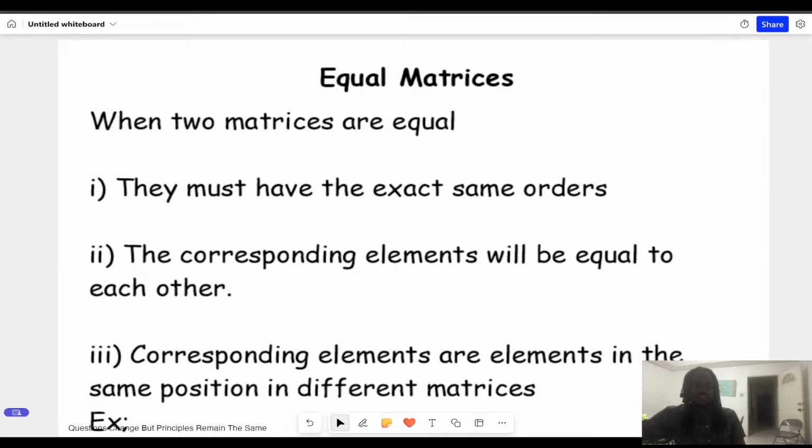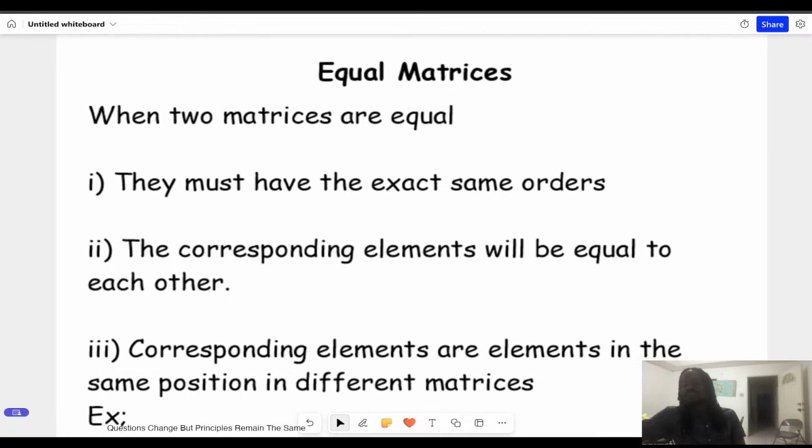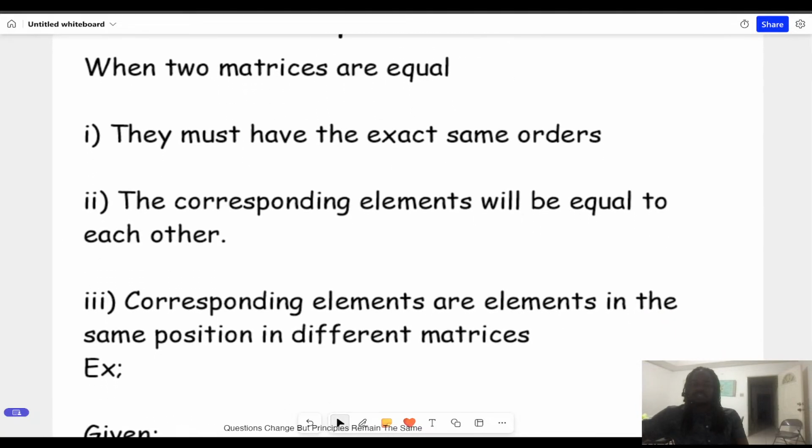Alright. So when two matrices are equal, they must have the same orders, corresponding elements will be equal to each other, and the corresponding elements are the ones in the same position, but in different matrices.